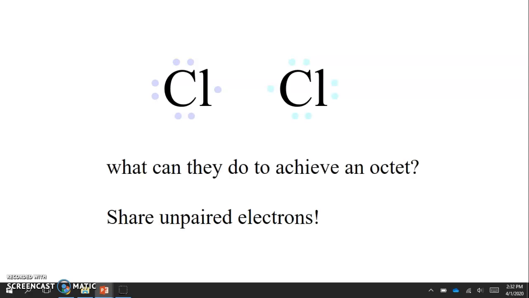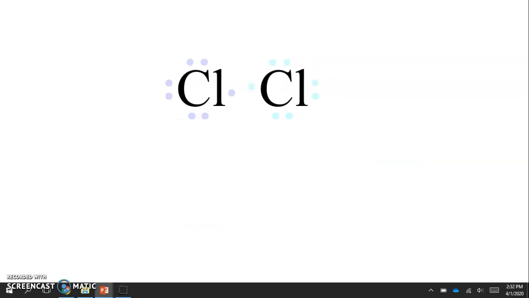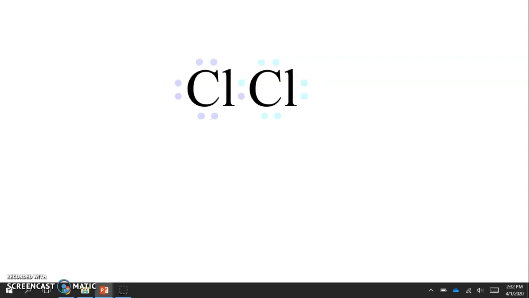Now, how are they going to do this? What can they do to achieve it? They can share their unpaired electrons. So instead of donating it to each other, they're just going to share it. They're going to come together and they're going to share it. So here they go. Oh, that looks nice. It looks like you got something that I want a little bit of. Okay, there we go.